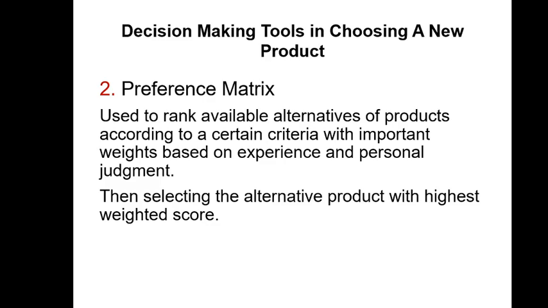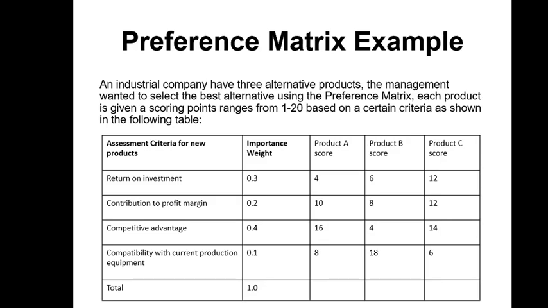Now we still have a very simple tool for decision making in choosing a new product. We call it the preference matrix. The preference matrix will use certain criteria with an importance weight for each criterion, which will be given based on the experience and personal judgment of the management or the expert. As you can see, we will have an easy example here.